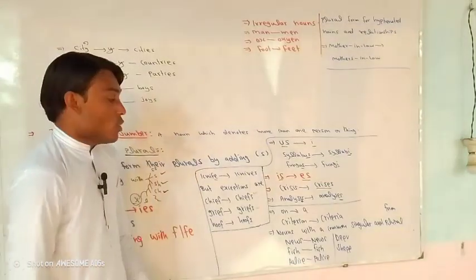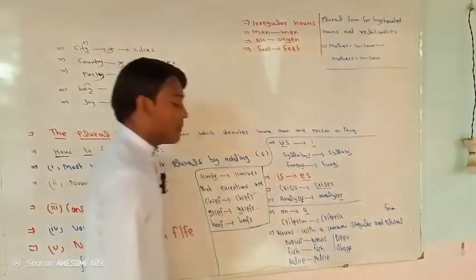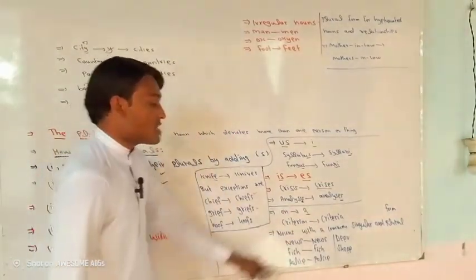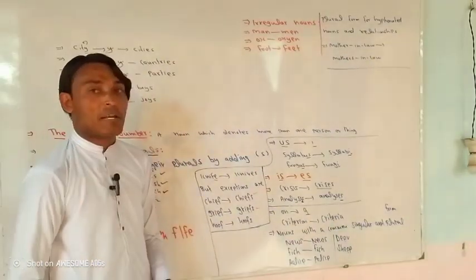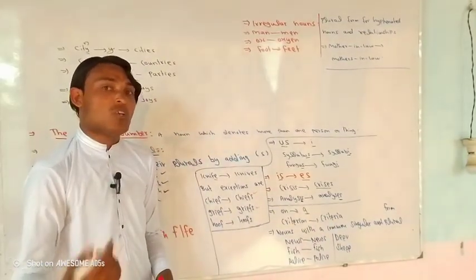Now we have another rule: on changes to a. For example, I say criterion, so we say criteria. For example, we have phenomenon, we say phenomena.